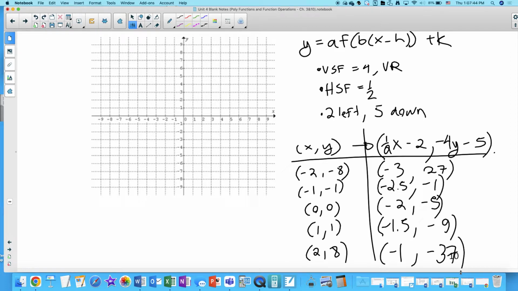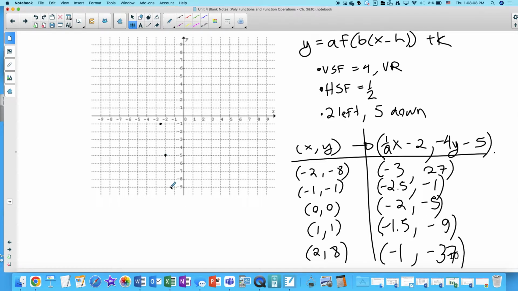Okay, now we're not obviously going to be able to plot all of these, but we should be able to plot a couple of them. Okay, so (-2.5, -1), (-2, -5), and then (-1.5, -9).